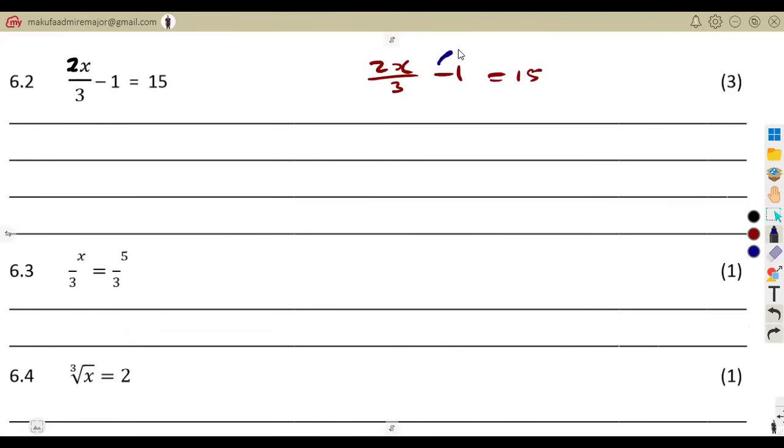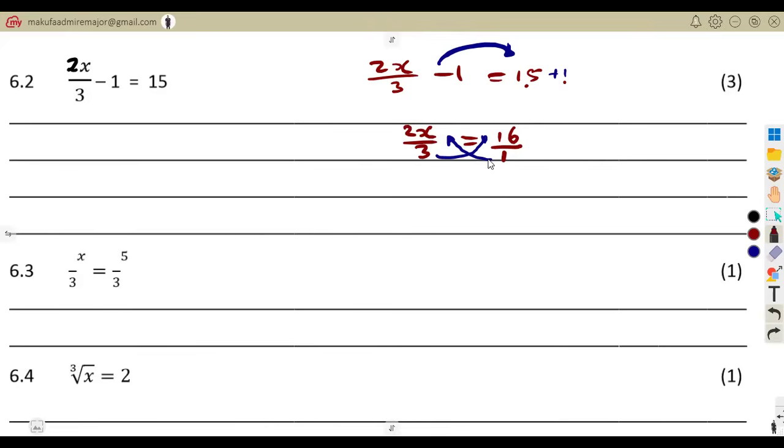So let us just transpose, take it to the other side. It becomes a plus there. So meaning to say 2x over 3 was going to be 15 plus 1, which is 16. 16 is a whole number, which can be written as a fraction as 16 over 1. Meaning to say it allows us now to cross multiply because we only have 2 fractions, one on the left side, another fraction on the right side. Cross multiplication is possible this way.